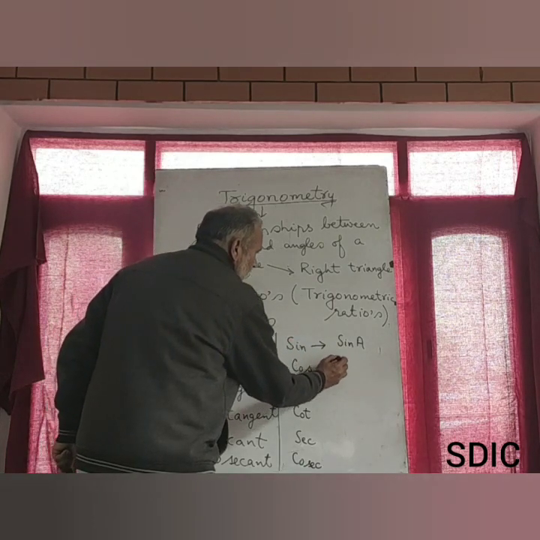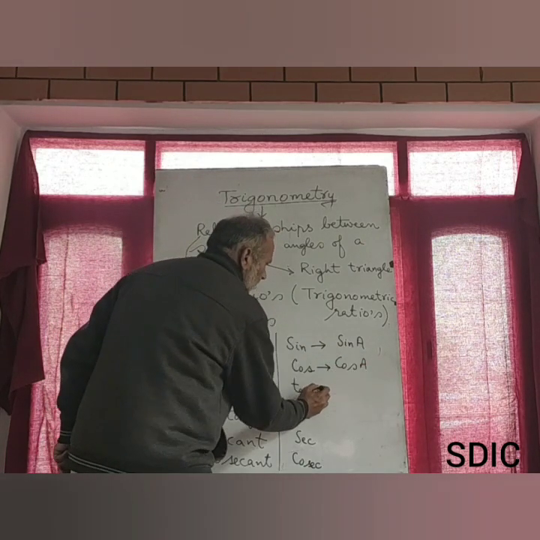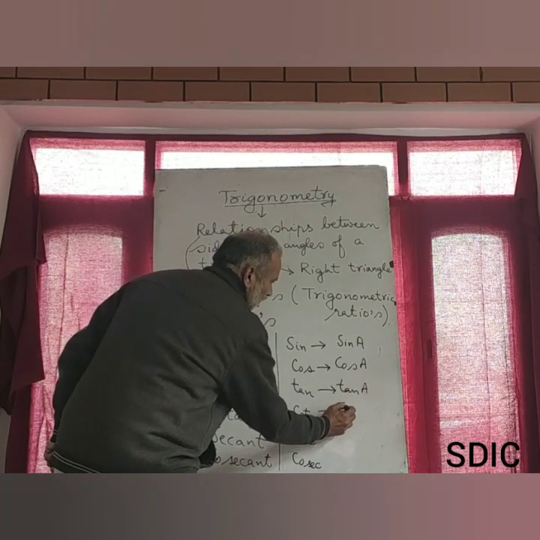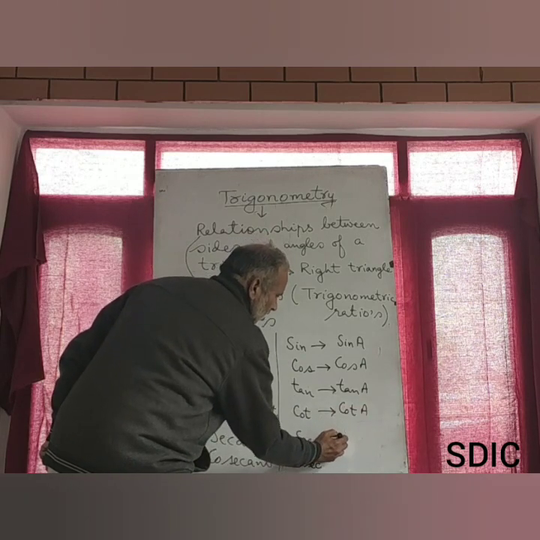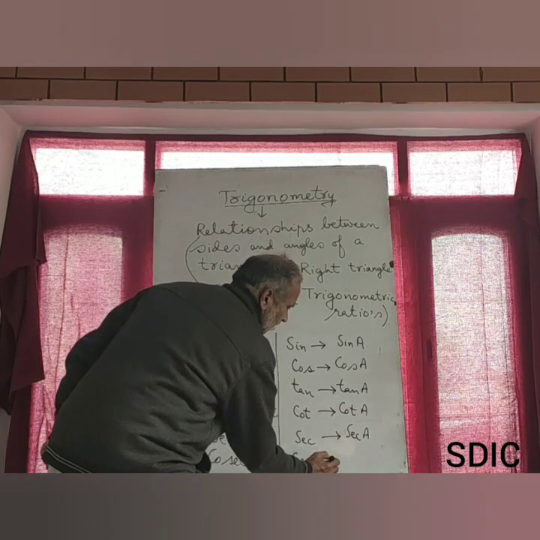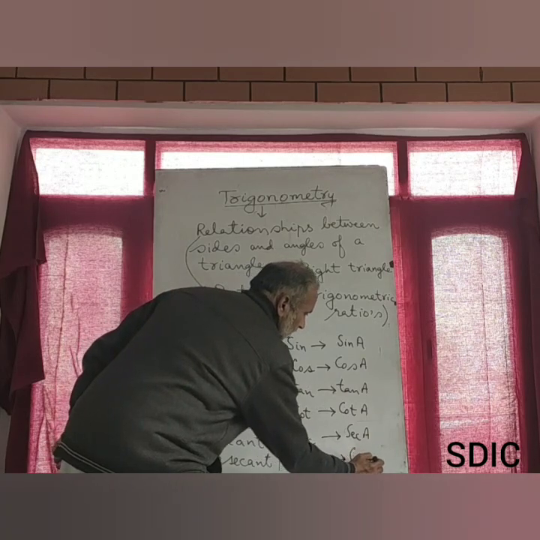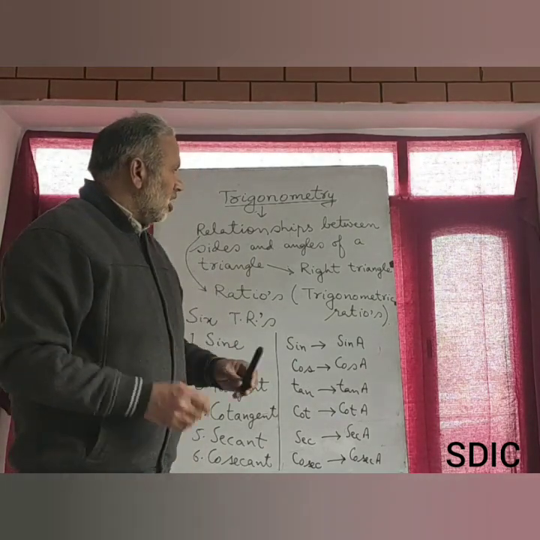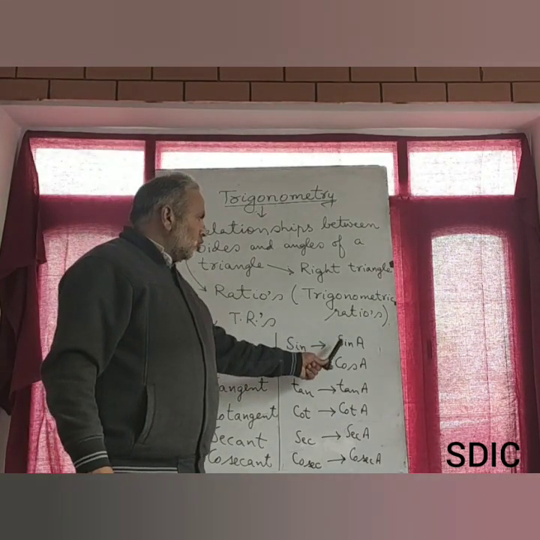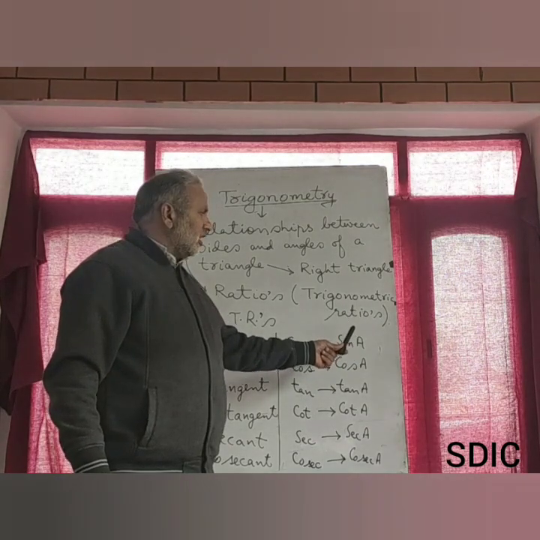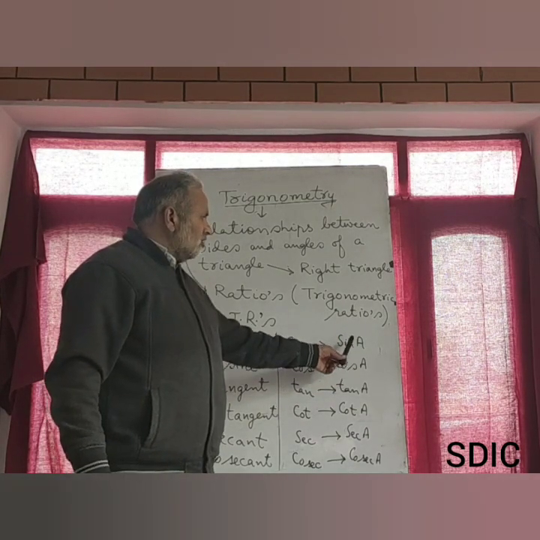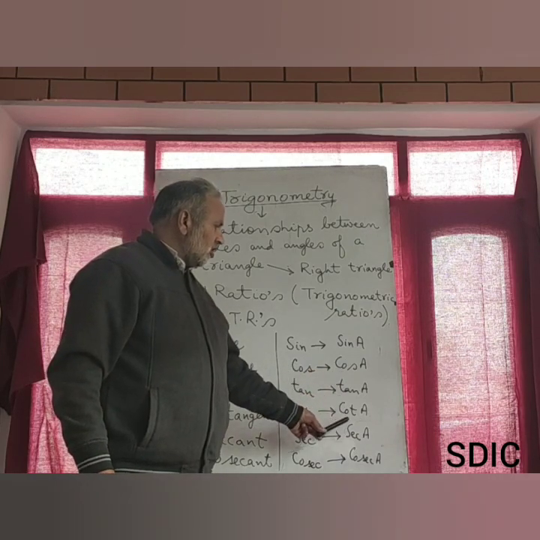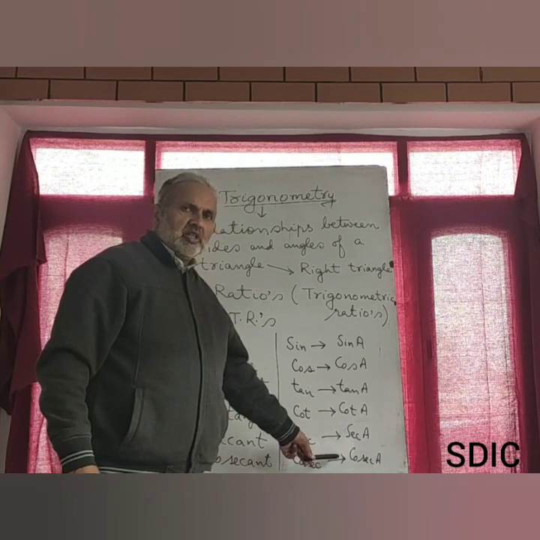Likewise, we have cos A, tan A, cot A, sec A, and cosec A. If instead of acute angle A, we use acute angle B, or for that matter any acute angle, then accordingly it will mean sine B, cos B, tan B, cot B, sec B, and cosec B.